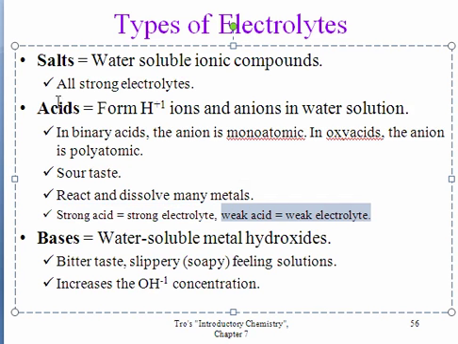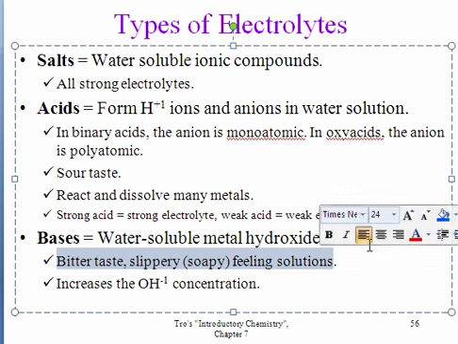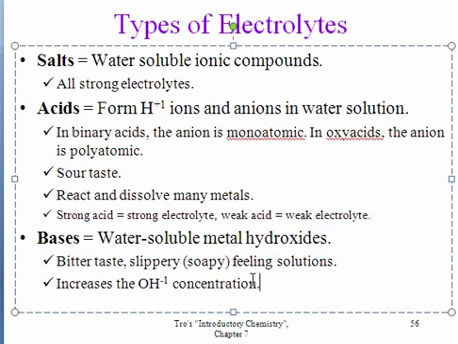Now similar, or kind of opposite an acid, is a base. A base forms OH minus hydroxide when it's dissolved, whereas an acid forms H plus. Bases have a bitter taste, kind of like soap. Soap is basic. They have a slippery, soapy feeling. They also have weak and strong bases, but they're not as easy to talk about as the acids are.